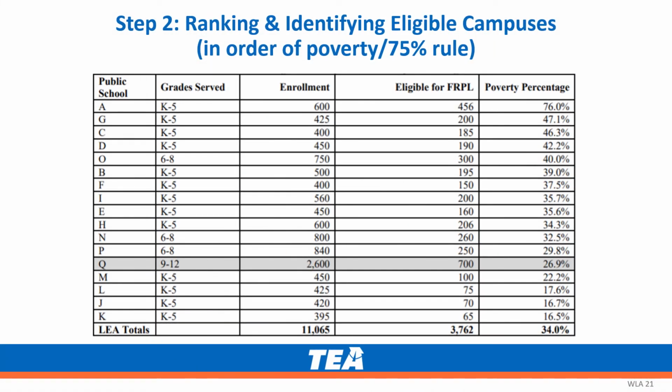Let's look at an example related to the LEA's poverty percentage. Based on a previous example, we had already determined that School A met the eligibility criteria since it was above the 75% threshold. Based on the data in this table, the LEA's poverty percent is 34%. Thus, campuses G, C, D, O, B, F, I, E, and H are eligible because their poverty percentage is as high as the LEA's poverty percentage.